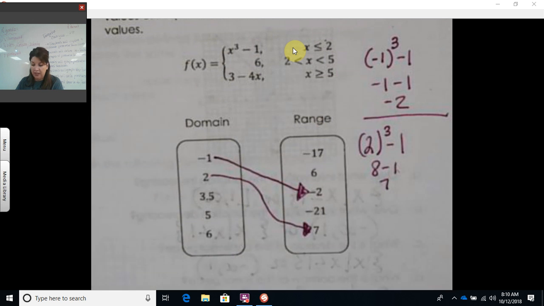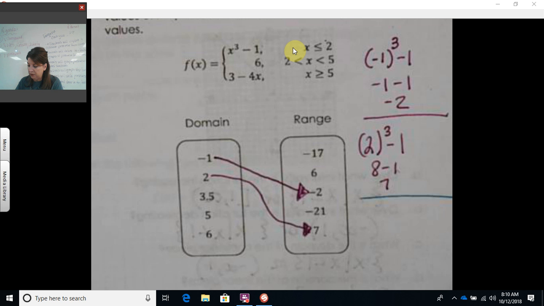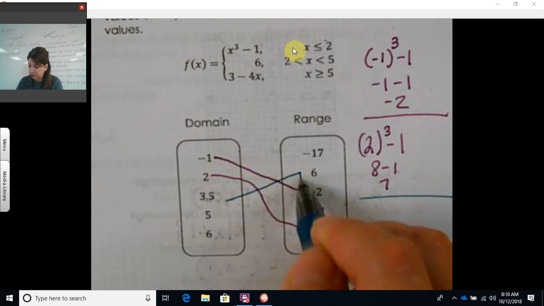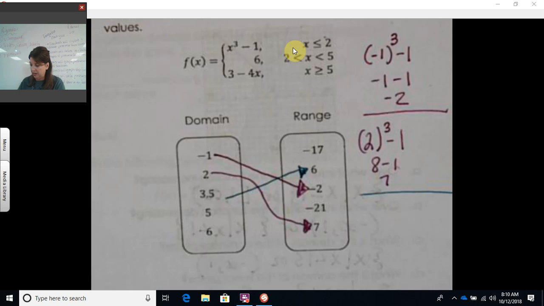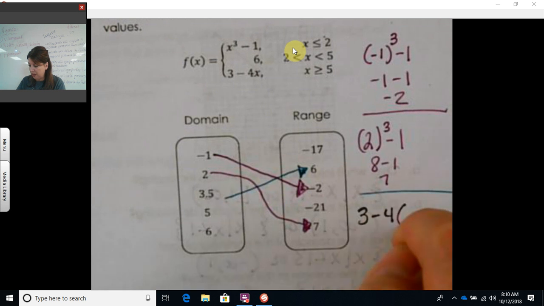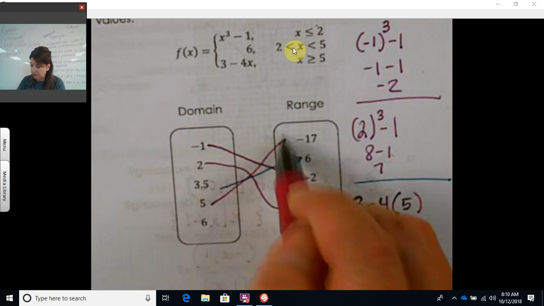Where will I plug in 3.5? The middle one. I'm going to change colors. So when my domain's 3.5, what's my range? 6. No math to do there. And I'll substitute 5 into where? The top one, because 5 is not greater than 5, but it's equal to 5. So that will be 3 minus 4 times 5, which is 3 minus 20, which is negative 17. When my domain is 5, my range is negative 17.